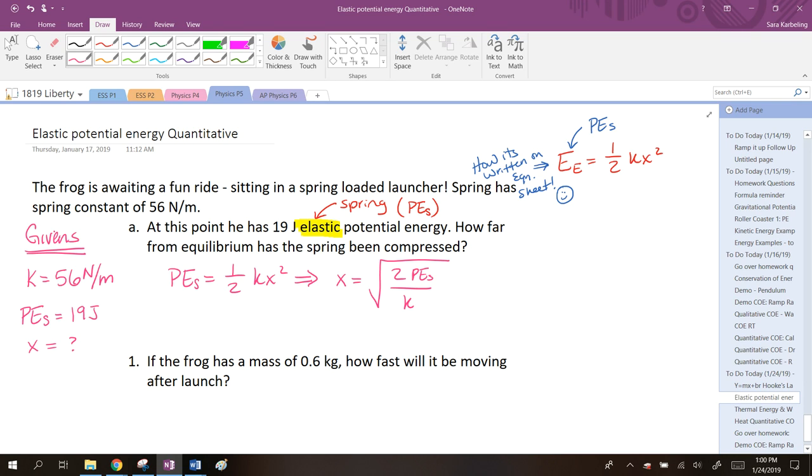Okay. All right. Then we're going to plug in some numbers. If that really didn't make sense and you just don't want to tell me, or you're still processing, then let me know, because I'm happy to go through it anytime with you. So that's 56 newtons per meter on the bottom. So 2 times 19 divided by 56, square root the whole thing. What do you get? Go for it.